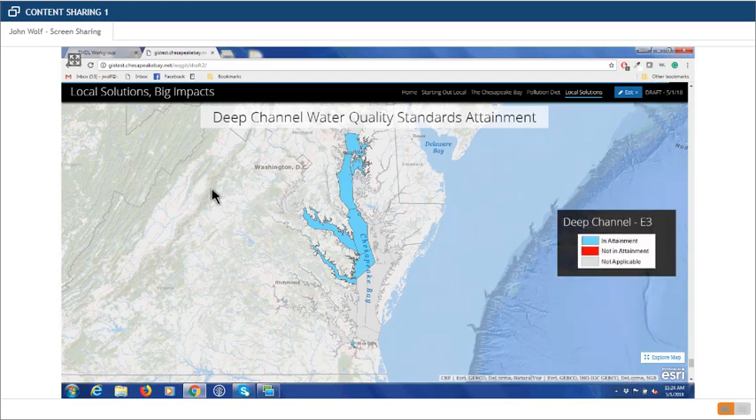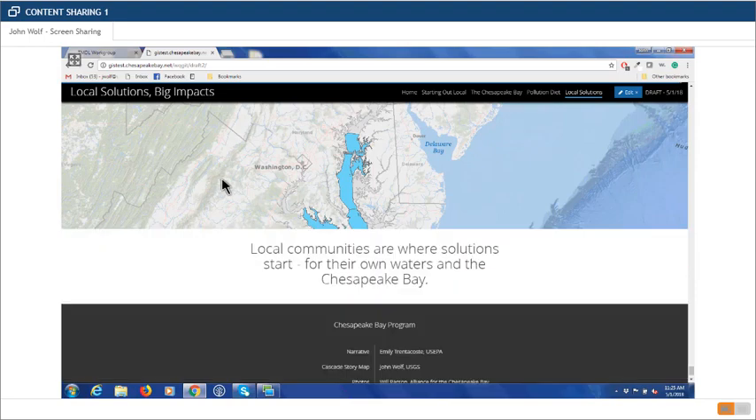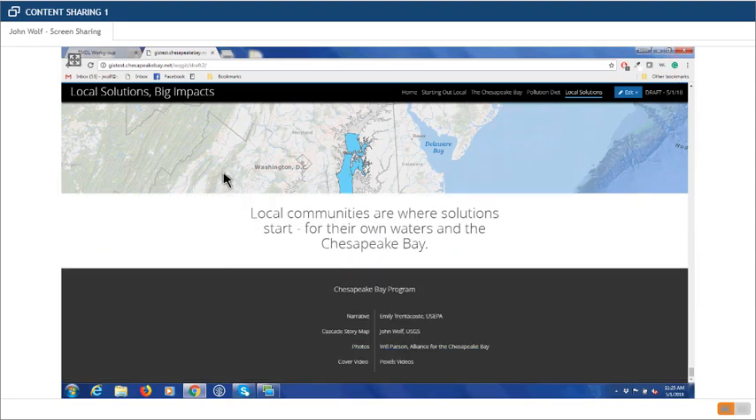So again, the goal is to try to link and show this relationship, both between the local waterways and the bay and vice versa, through this story map, which has interactivity, and it's fairly high level, but the goal is to just show some of those higher level linkages through a relatively easy to navigate tool. So that's all I have. We can open it up for questions or comments.